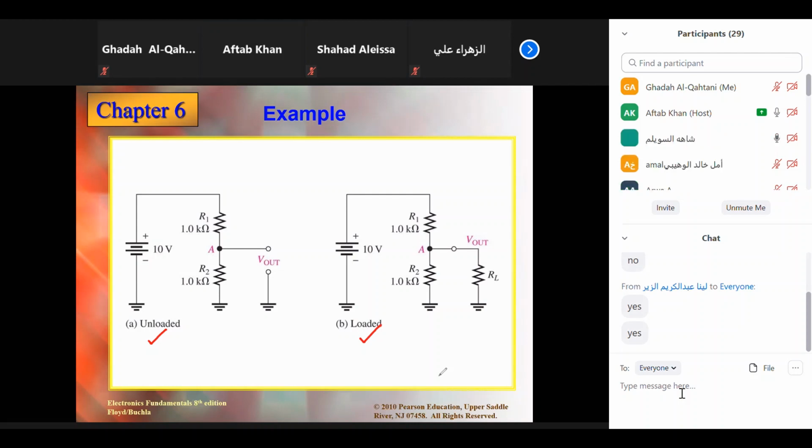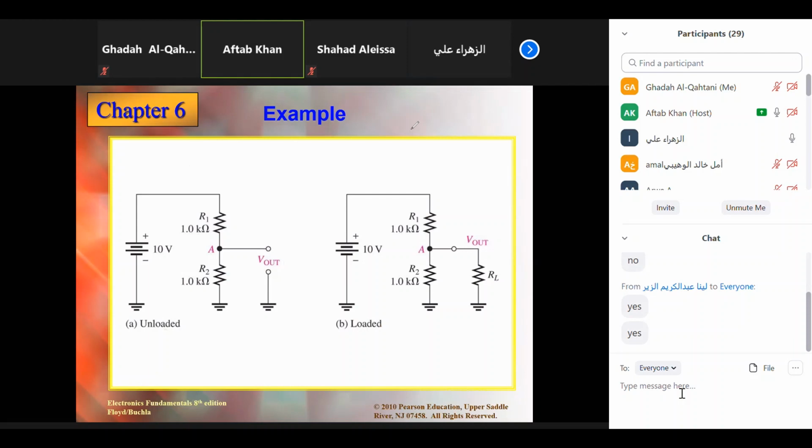Clear, right? The difference is that whenever we want to find V out in the loaded case, we need to consider their combination. But in the unloaded case, if I want to find V out, it is simply equal to V2 because nothing is connected here. So it's a simple voltage divider, but the other is a combination circuit, and we need to first find R2L, the parallel combination. That's it.